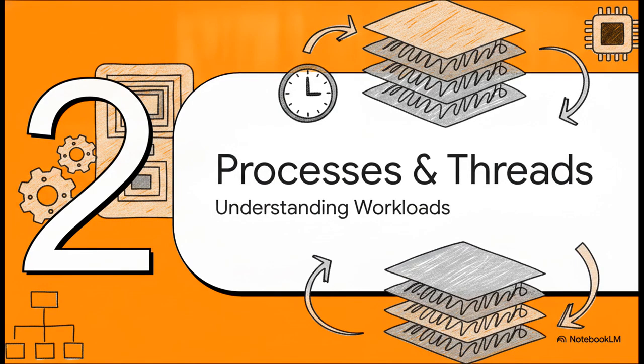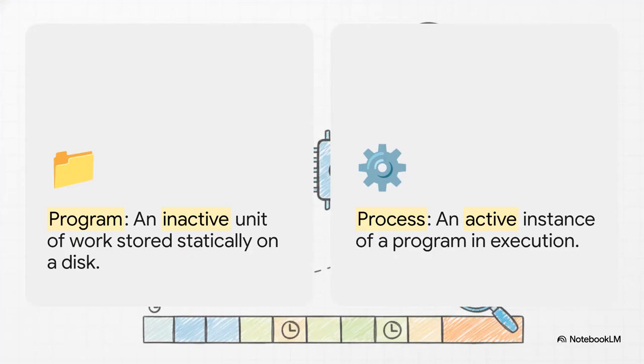Moving on to part two, processes, threads, and PCBs. Let's understand the workload. To really grasp how that manager works, we have to define what's actually being managed. The crucial distinction here is between a program and a process. A program is just an inactive unit of work, like a static file sitting quietly on your disk. But the very second you double-click it, boom, it becomes a process. It's now an active entity, a living instance of that program that absolutely demands CPU resources to execute.